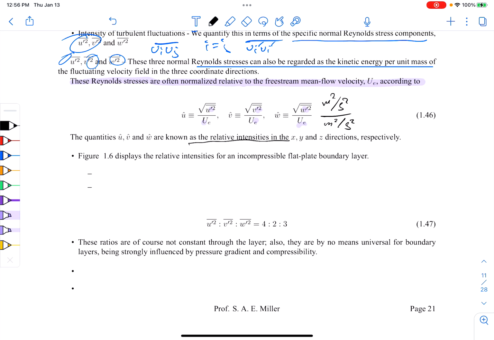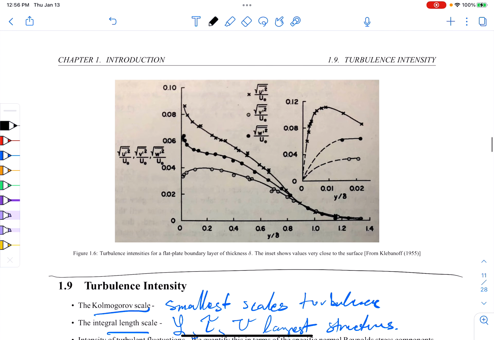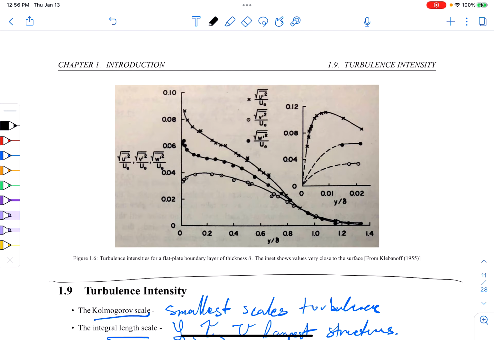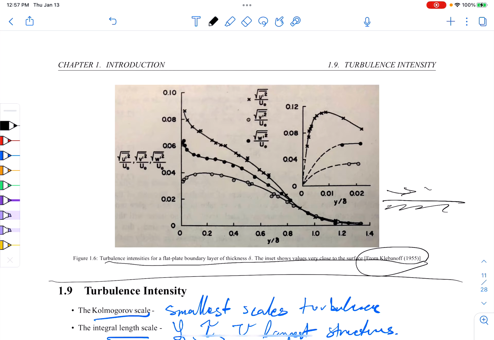So let's look at figure 1.6, and I think mine is upstairs, yours might be down below. But this I have written and taken from a paper by Klebanov, 1955. And this is for a turbulent boundary layer flow. So there's a wall, right? And you have a flow, and there's turbulence in it like this. And then there's the outer edge, which is U_e. And in here's all these turbulent structures. And then this is the distance from the wall in this direction. So this is y. And then this delta is the boundary layer thickness.